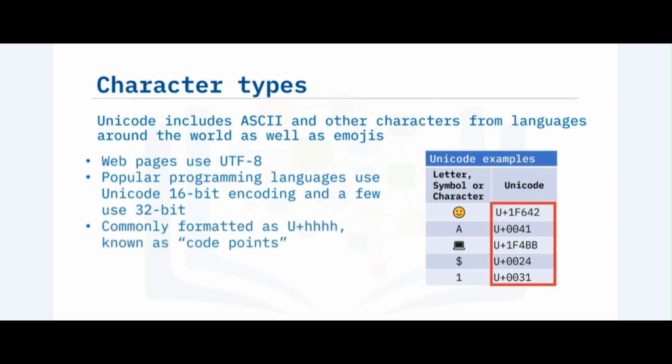Unicode provides a unique hexadecimal value for each character, called code points. The default encoding format is usually shown as U plus HHHH, where the HHHH is the character's hexadecimal value. You'll find numerous conversion services online.